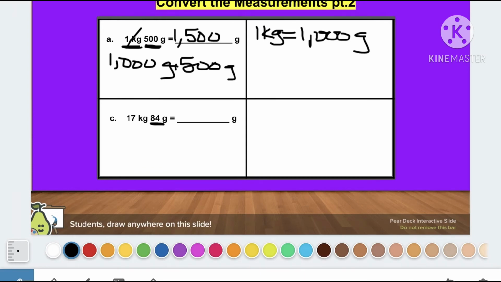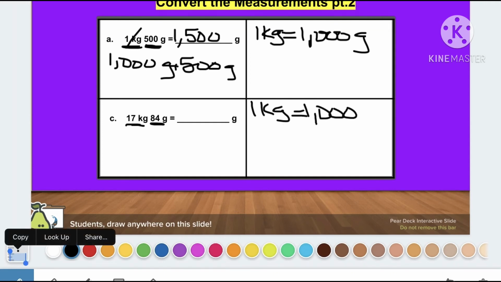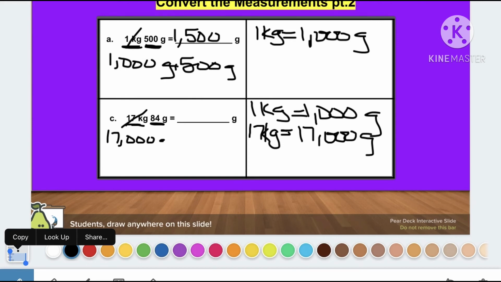Do I need to do anything with 84 grams? Do I need to convert 84 grams? No, we're going to leave that alone because it's already in the form that we're supposed to be converting to. Instead, let's focus on 17 kilograms. Well, I know that 1 kilogram equals 1,000 grams. So how many grams are in 17 kilograms? Yeah, 17,000 grams. So that means we can rewrite 17 kilograms as 17,000 grams.